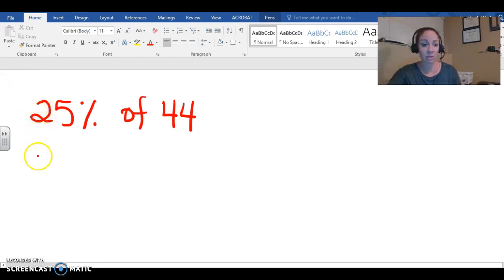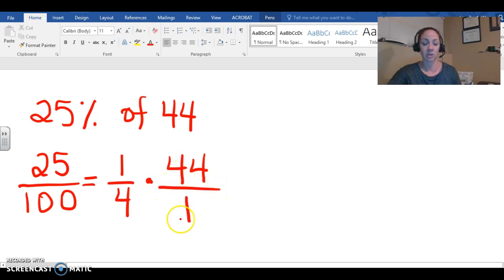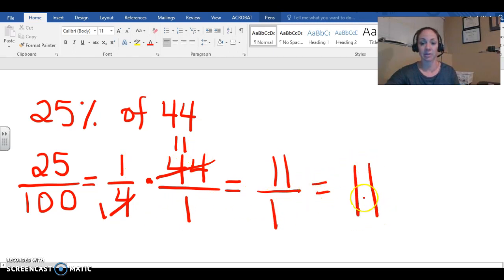So we know that 25% is also the same thing as 25 over 100, correct? So when we simplify that, we know that that is 1/4. Well, we can take 1/4 and multiply it times 44. We'll put a 1 under that 44. And when we cross simplify, 4 goes into itself once, 4 goes into 44 11 times. 1 times 11 equals 11. 1 times 1 is 1. So our answer is 11. 11 is 25% of 44.